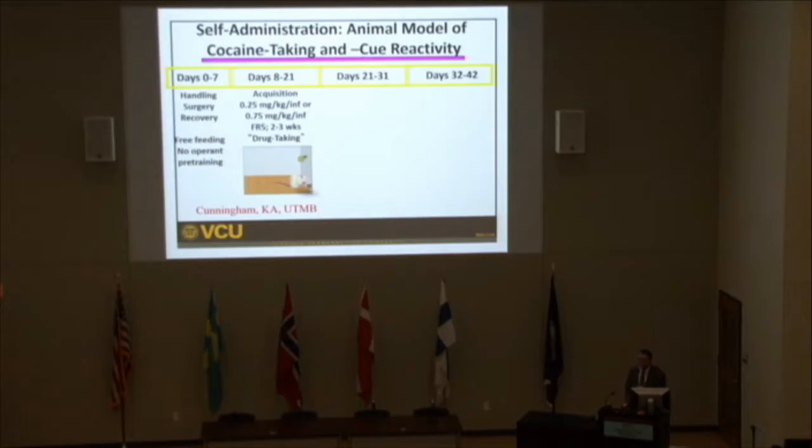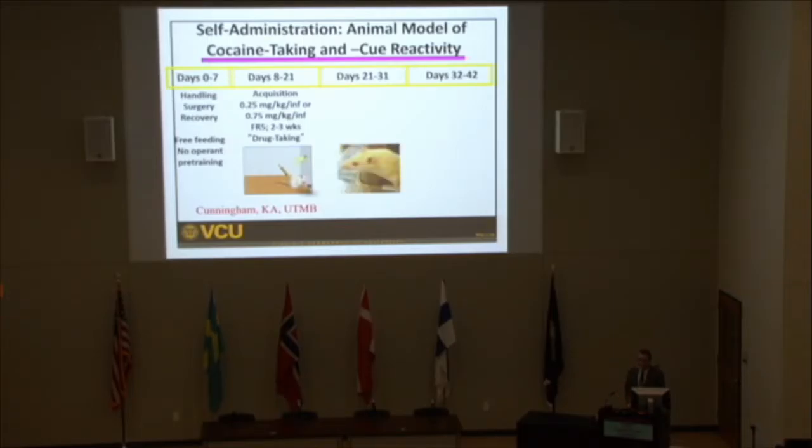The cue reactivity measure is based on drug self-administration. And this is the model that Kathy's been using. The rats undergo surgery to insert an intravenous catheter for cocaine self-administration. They're then trained to self-administer cocaine, which they do. And at the same time they're administered cocaine, a stimulus, a light, comes on, so that's paired with the cocaine administration.